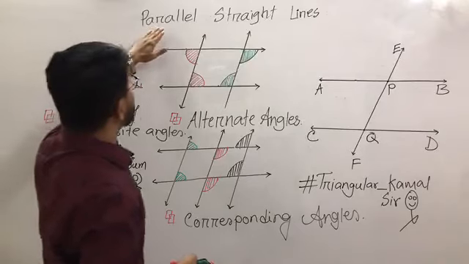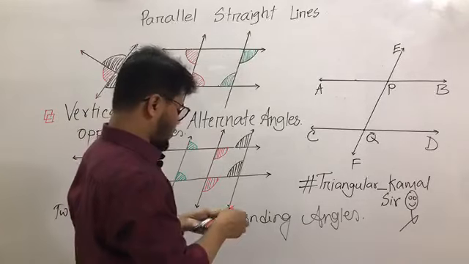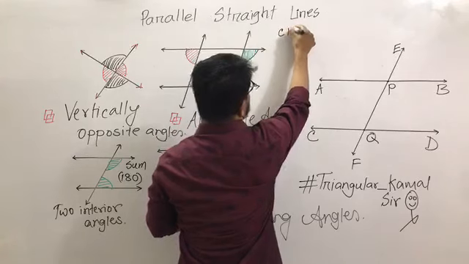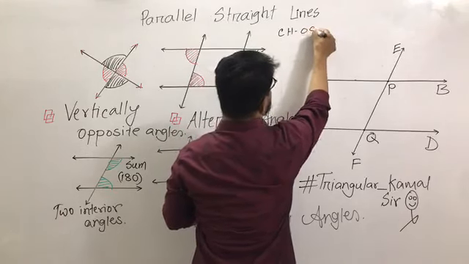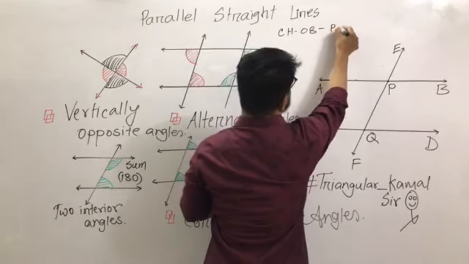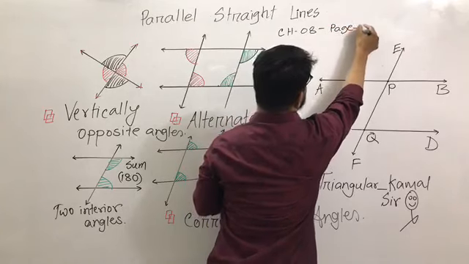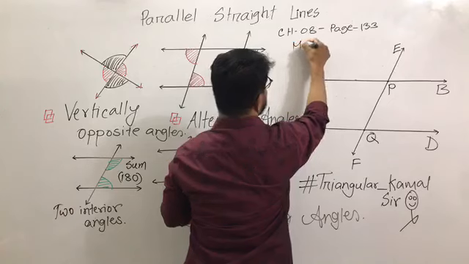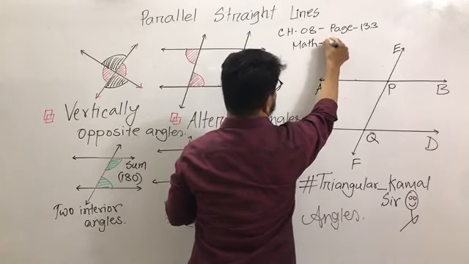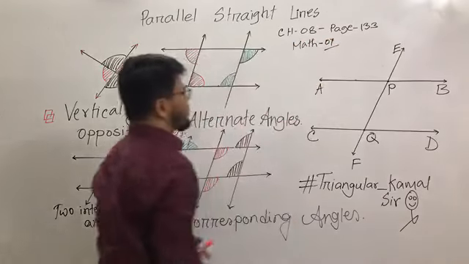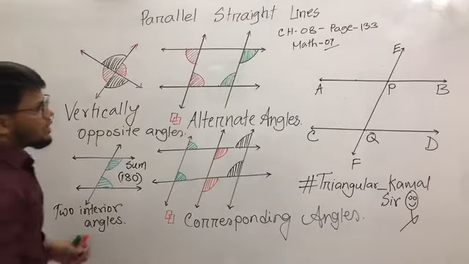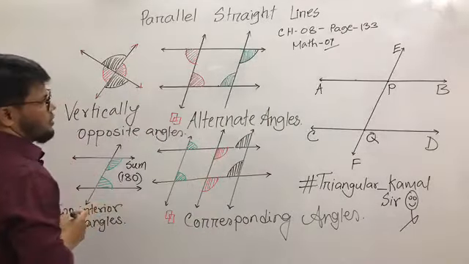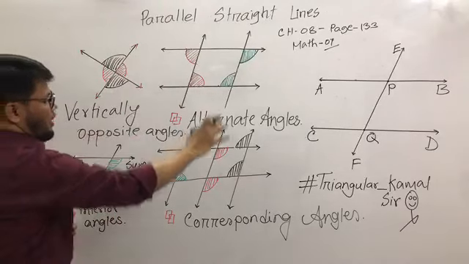The content is the parallel straight line, which is in your academic book, chapter 8, page number 133, math class 7. So dear students, in math class 7, this is the first content in geometry. And all are parallel lines here.